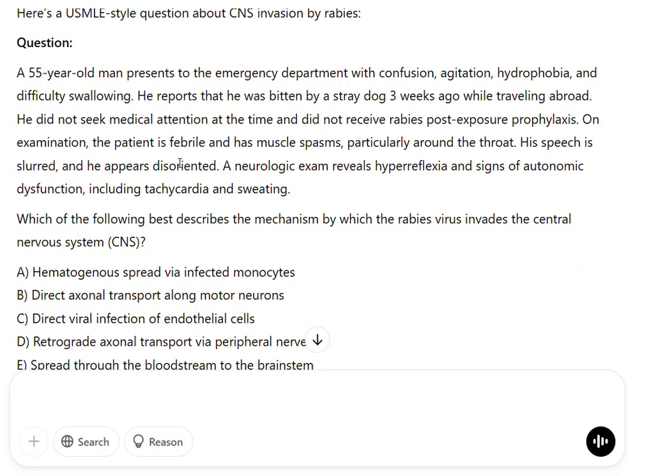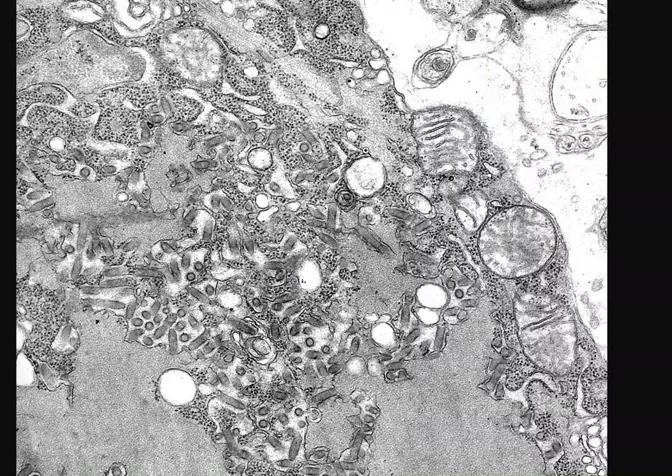USMLE-style question about CNS invasion by rabies. Question: A 55-year-old man presents to the emergency department with confusion, agitation, hydrophobia, and difficulty swallowing.